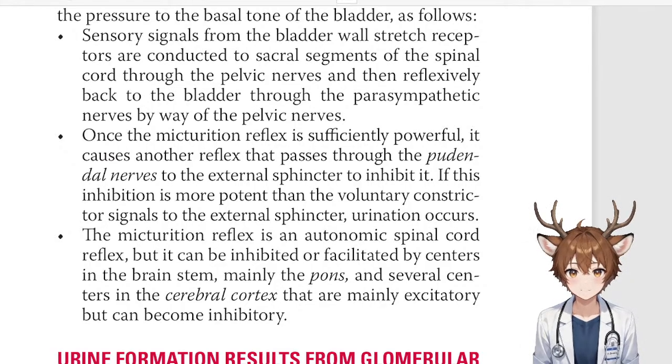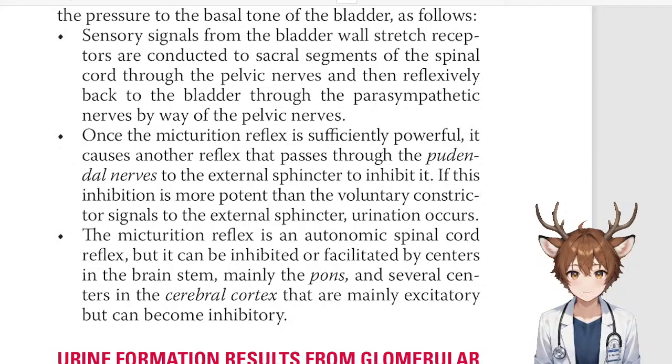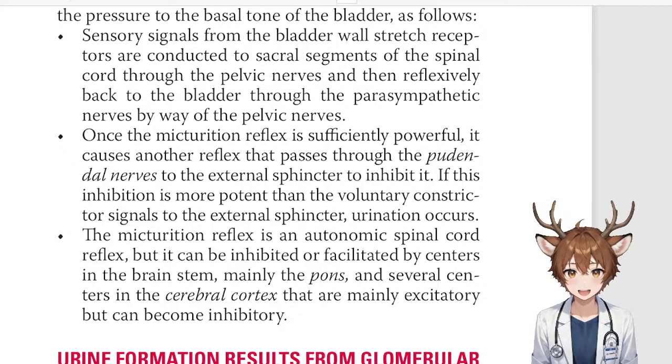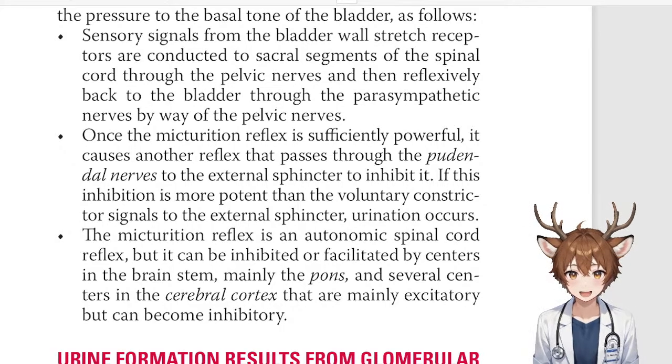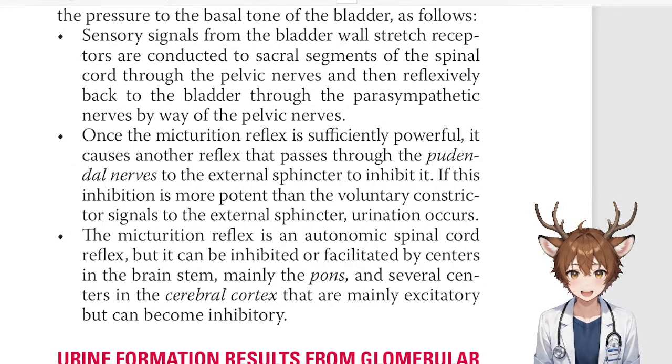The micturition reflex is an autonomic spinal cord reflex, but it can be inhibited or facilitated by centers in the brainstem, mainly the pons, and several centers in the cerebral cortex that are mainly excitatory, but can become inhibitory.